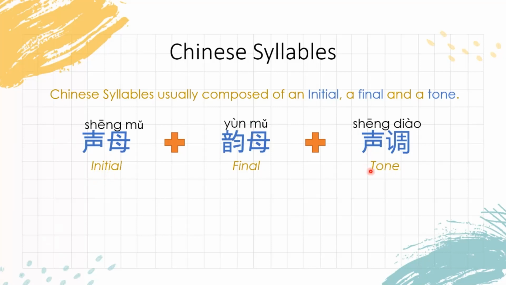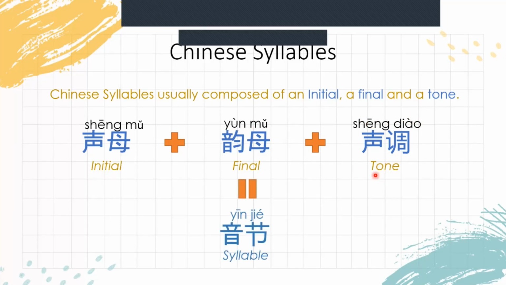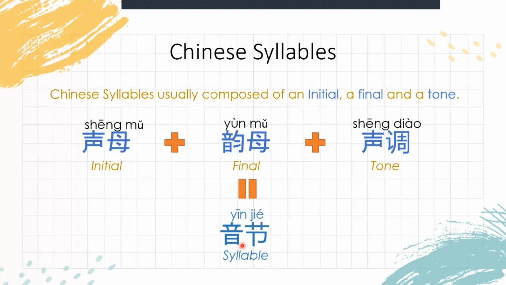When you see the pinyin, they have the line on the top, like that tick. That is the tone. So when we combine the tone together, you will get the exact pronunciation, and we call this the Chinese syllable.